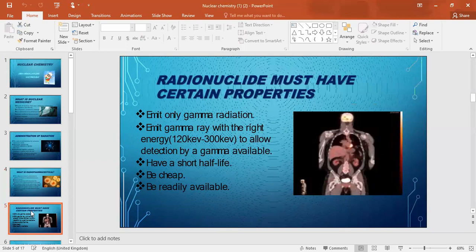A radionuclide must have certain properties. These properties are: emit only gamma radiation, emit gamma rays with the right energy, 120 to 300 keV, to allow detection by a gamma camera, have a short half-life, and be cheap and readily available.